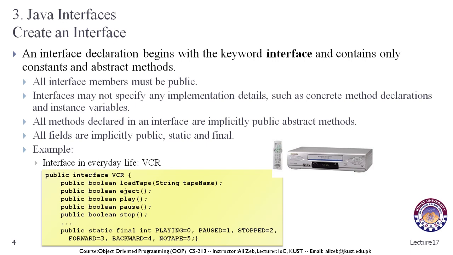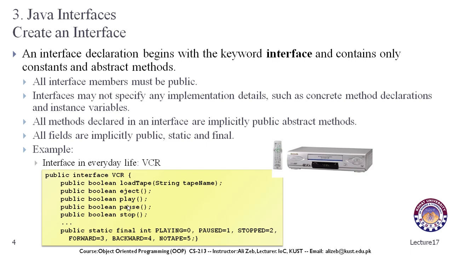So we can see the declaration of an interface. Public interface, the name of the interface. It is the same as the declaration of the classes, but the keyword class is replaced with the keyword interface. And we will save this file as vcr.java, same as when we save classes with the names of our classes.